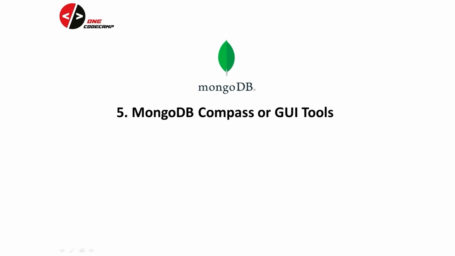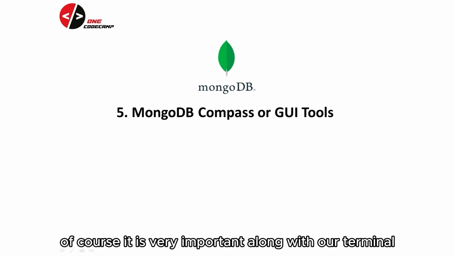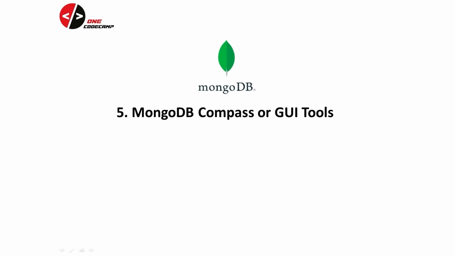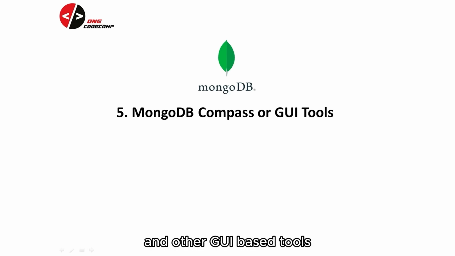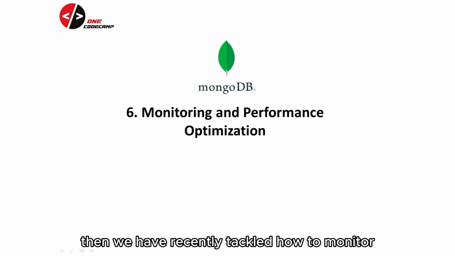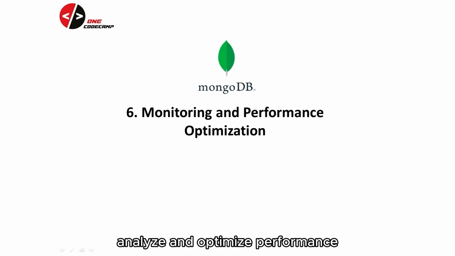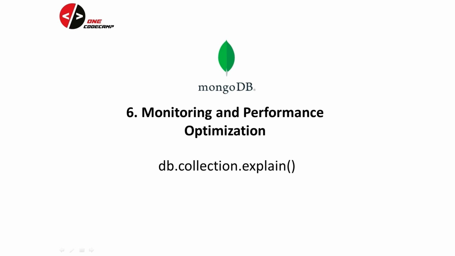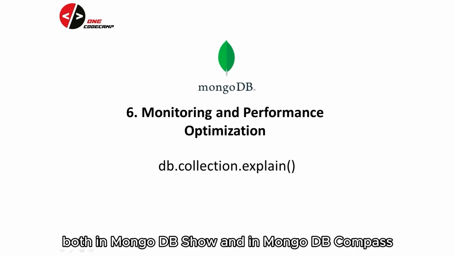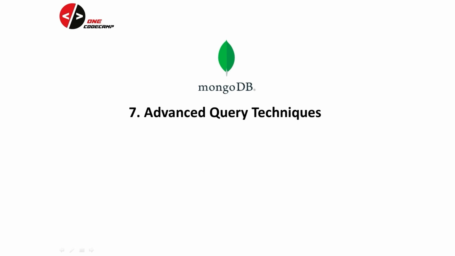The next one, of course, it is very important, along with our terminal, to use tools like MongoDB Compass and other GUI-based tools that provide a visual interface for querying and exploring data. Then, we have recently tackled how to monitor, analyze, and optimize performance, mainly by using the explain method, both in MongoDB Shell and in MongoDB Compass.